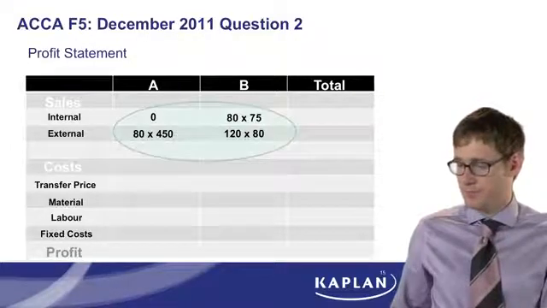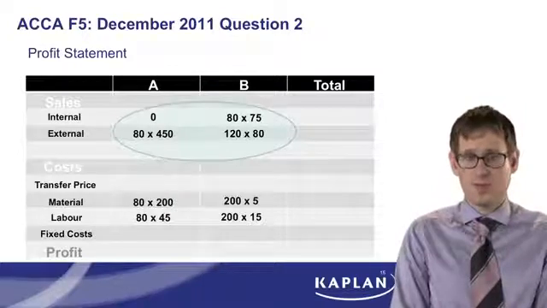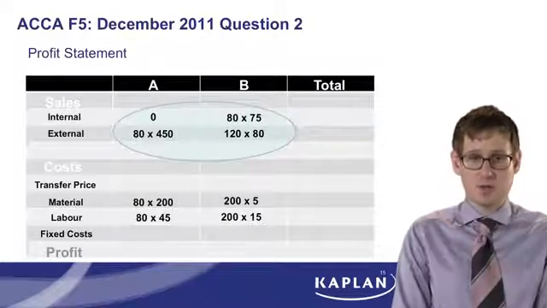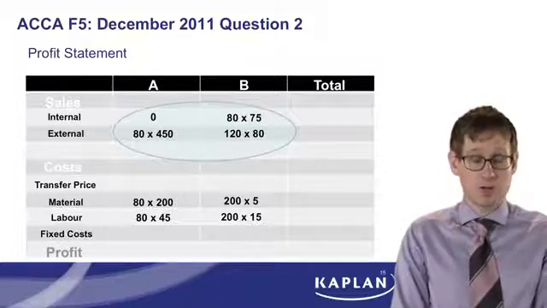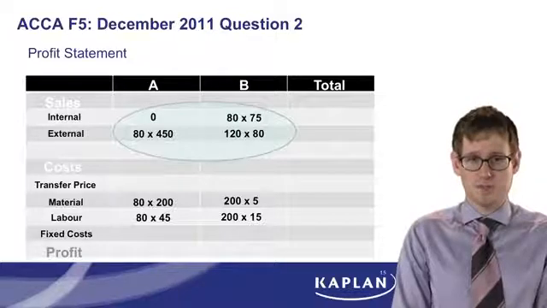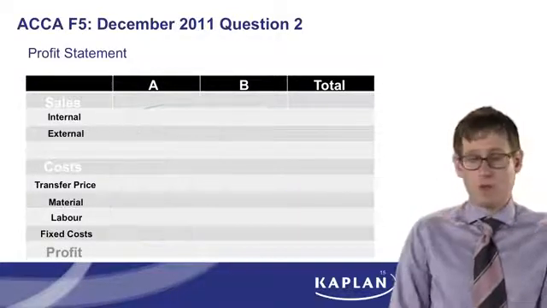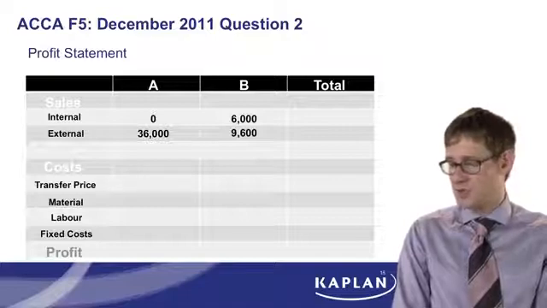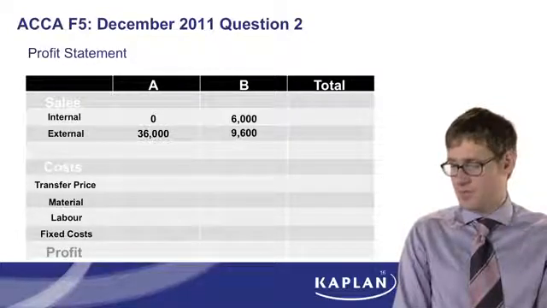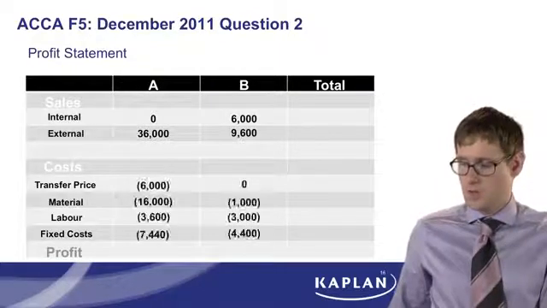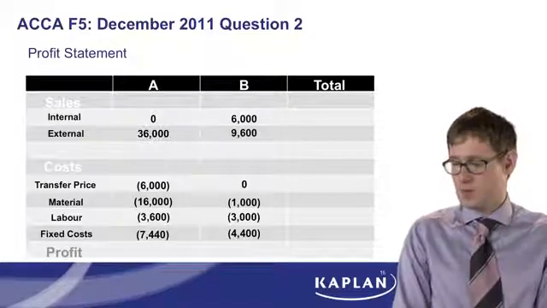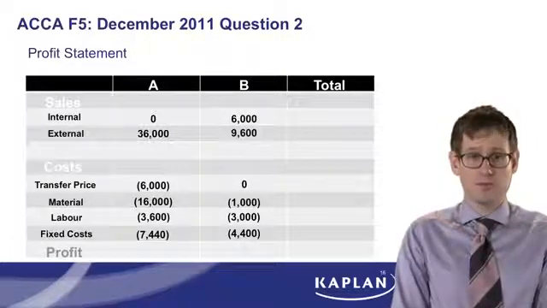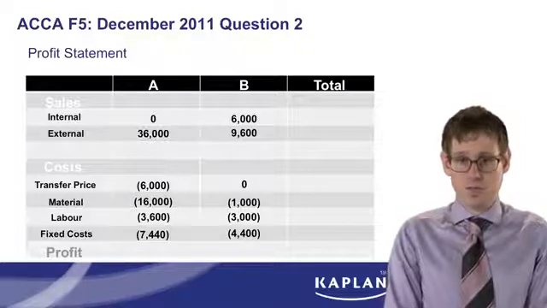Following through the calculation then, into costs. The costs for Division A include the material for each of the 80,000 units and labour of $45. For Division B, material only costs $5, but labour costs $15. Once we've got those figures, we can then total them up, and our diagram will start to look like this. In the top, we've got external sales for A of 36 million and for B of 9.6 million. Moving on to the costs, we can see that the material and labour costs we were able to work out from before. The fixed costs of 7.4 million and 4.4 million can be very easily taken from the question.